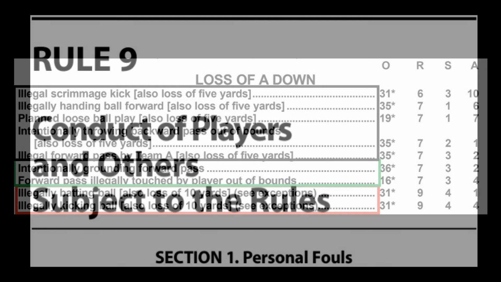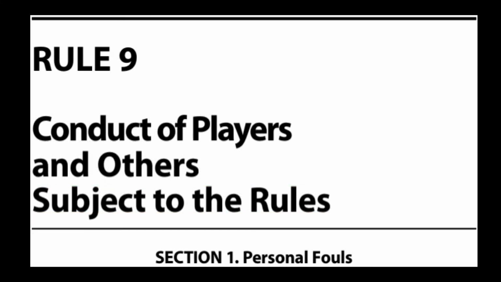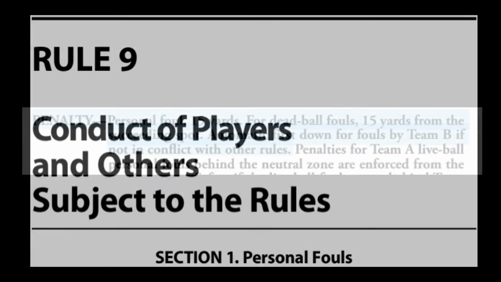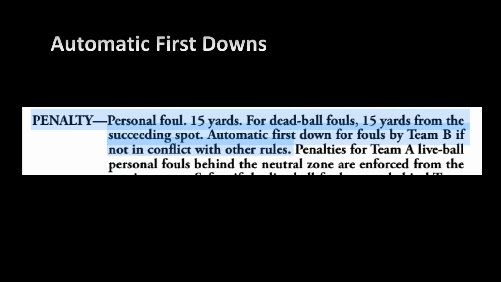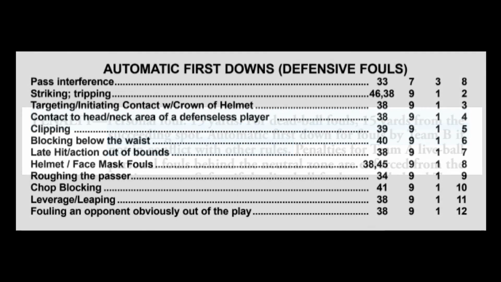Finally, we'll talk about personal fouls that carry a first down. Personal foul, 15 yards for dead ball fouls, 15 yards from the succeeding spot, automatic first down for fouls by Team B if not in conflict with other rules. So in essence, any 15-yard foul by Team B will give a first down.